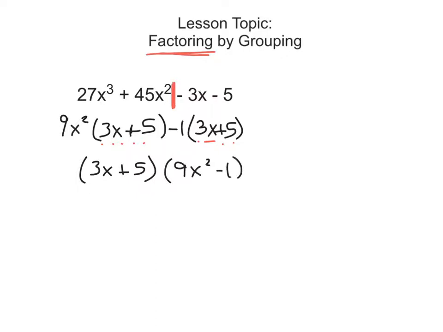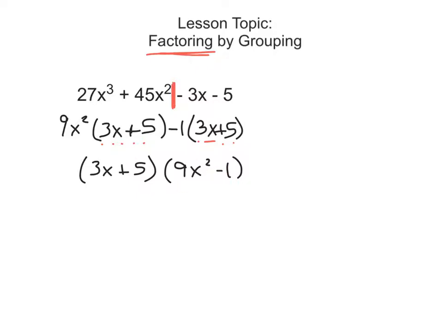Now remember, you're only done factoring if you have factored completely. To factor completely, you have to double check that there are no difference of squares or maybe a GCF that you have missed. So everything looks good here. This is completely factored, but look at the 9x squared minus 1. 9x squared is a perfect square because 3x times 3x is 9x squared, and 1 is a perfect square because 1 times 1 is 1, and it is a subtraction sign in between, so it is a difference of squares.